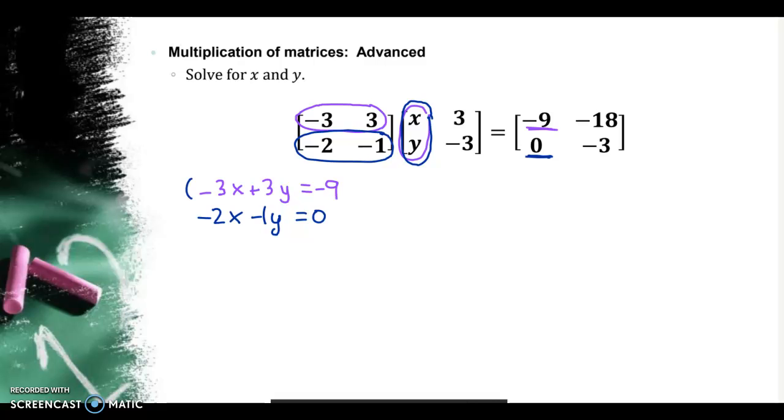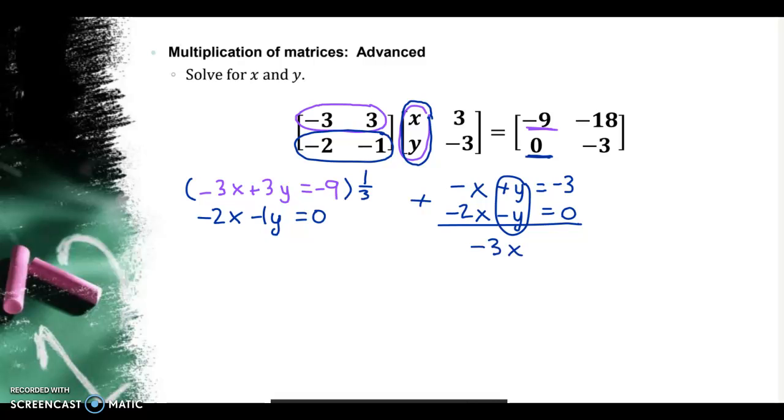If I multiply this first equation by 1/3, yes, you can multiply something by a fraction, I'll get negative x plus y equals negative 3. And then I have the equation negative 2x minus y equals 0. So what am I eliminating here? I'm eliminating when I add my y's, because that goes to 0. So I end up with negative 3x equals negative 3. Divide by negative 3, and x equals a positive 1.